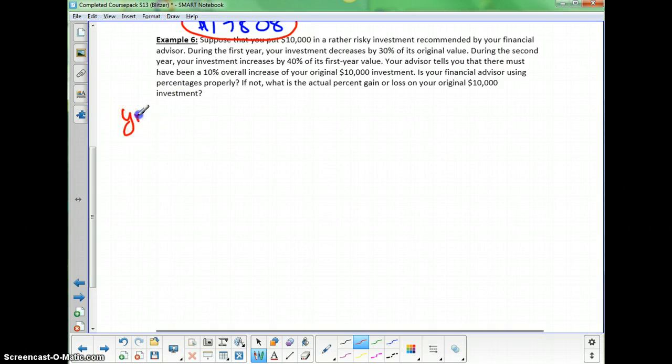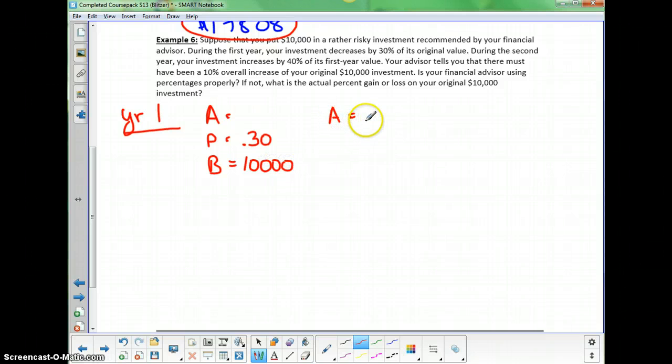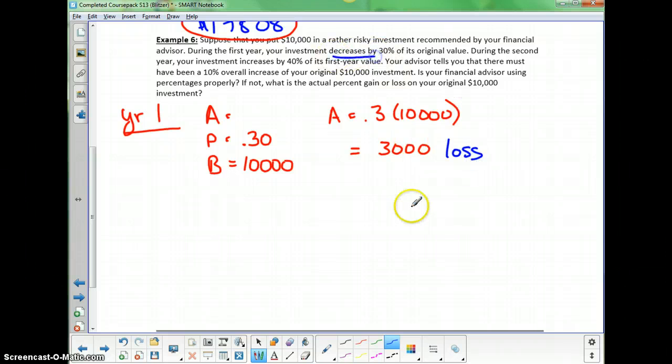Okay, so let's start with year one. In year one, we've got the amount, the percent, and the base, and the percent going on in year one is going to be a decrease of 30%. 30% will be 0.30, or just 0.3, and an investment of 10,000. That's the original amount invested. So the amount here is 0.3, the percent, times the base. Okay. 0.3 times 10,000 is 3,000. And this 3,000 here was a loss of 3,000, right? It decreased by 30%, so this 3,000 right here is a loss, which means at the end of year one, we've lost 3,000, so we have 10,000 minus 3,000 equals $7,000 left.